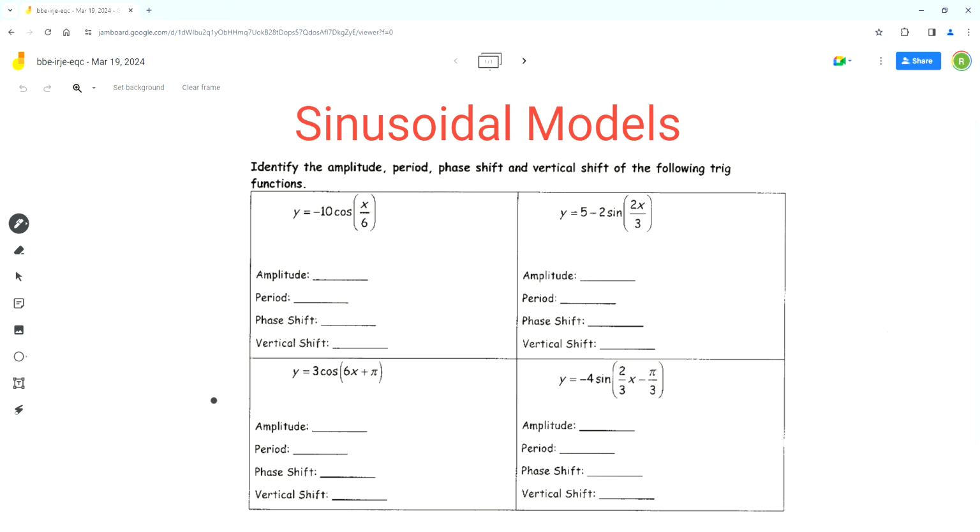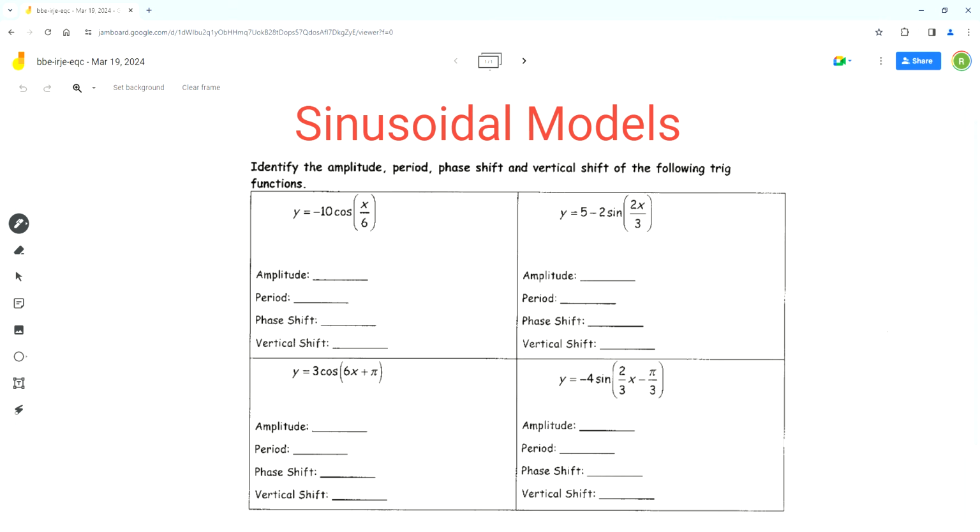So in this video, we'll solve this problem based on the concepts of sinusoidal models. In this problem, we have to identify the amplitude, period, phase shift and vertical shift of the following trig functions. So let's start with the first equation, y equals -10 cos of x over 6. This is a transformed cosine function.